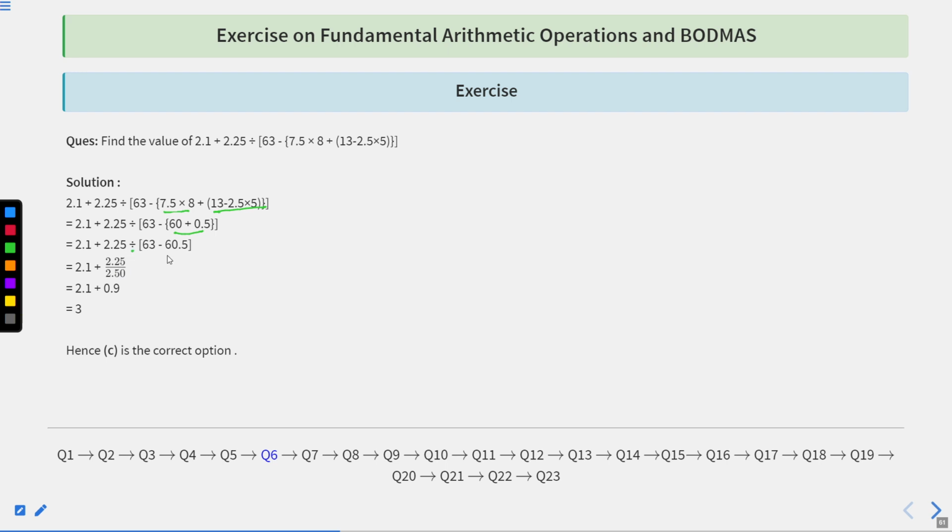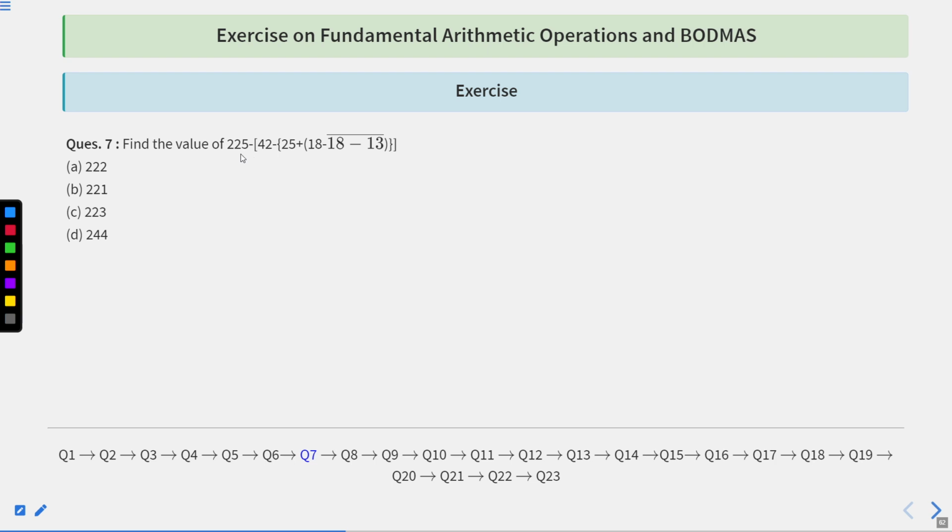Since the division sign like this does not look very beautiful, let's write it properly in the upon form. We will have 2.1 plus 2.25 upon 2.50, and on simplifying we will have 2.1 plus 0.9, which is equal to 3. The correct option here is option number C.